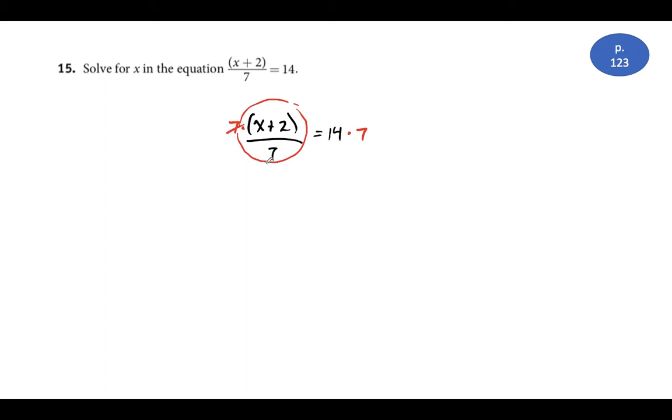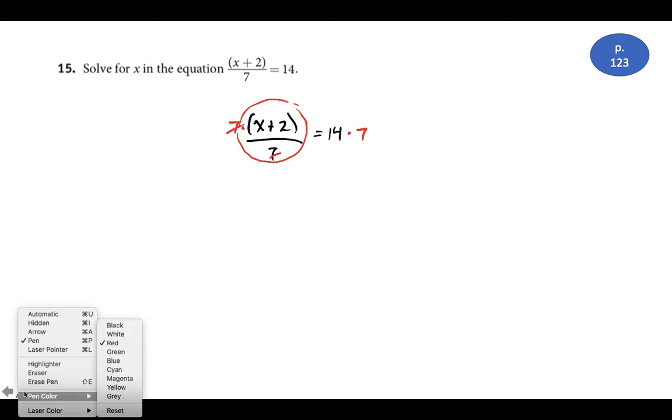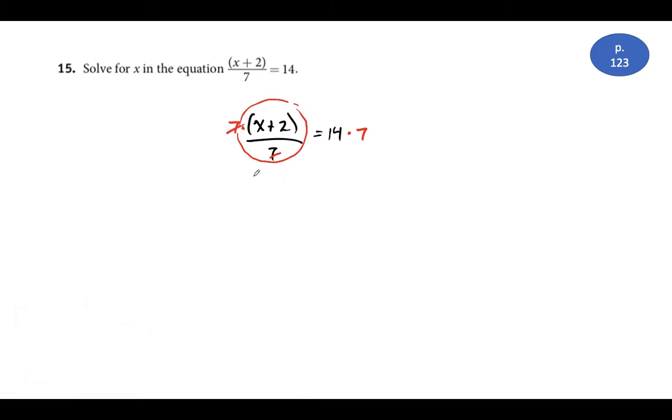So my 7's cancel. And I get x plus 2 is equal to 98. I don't need these parentheses anymore because there's nothing on the outside. So I can add a negative 2 to both sides, and I get x is equal to 96. No problem.